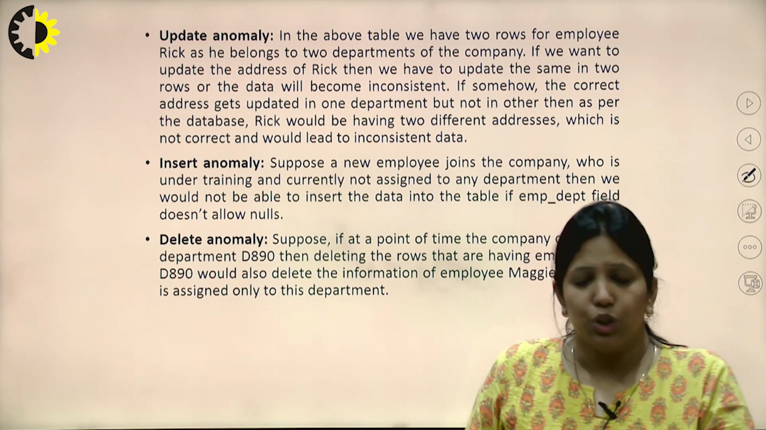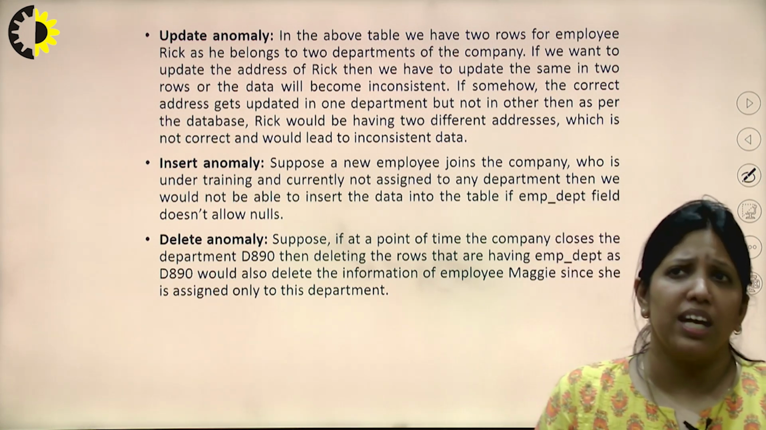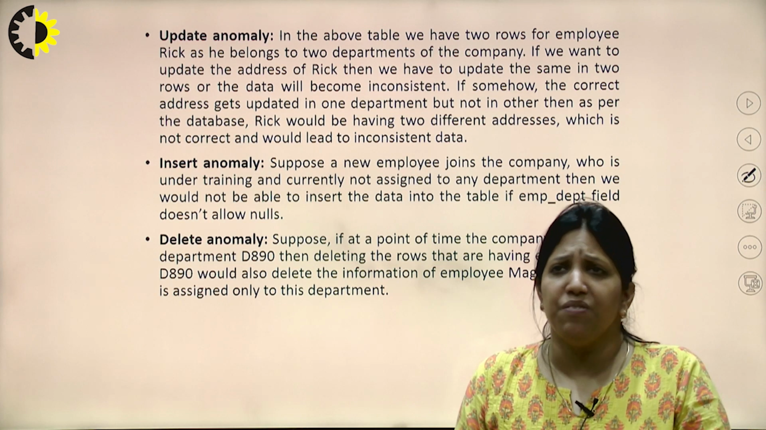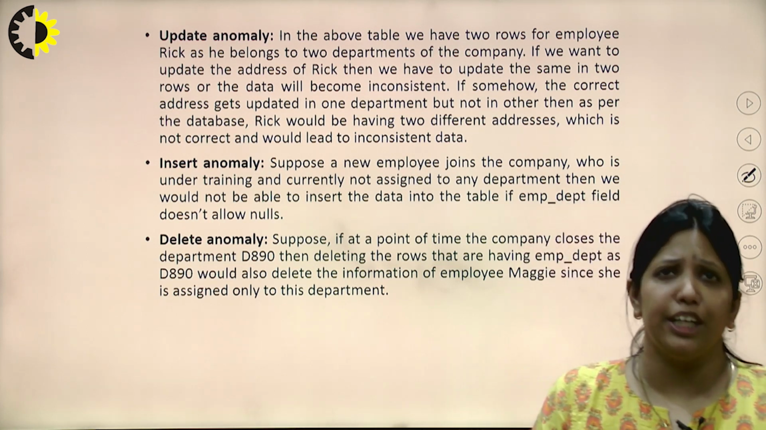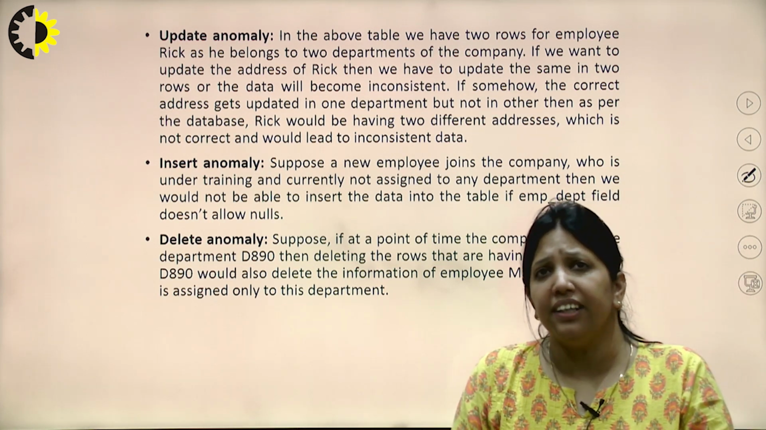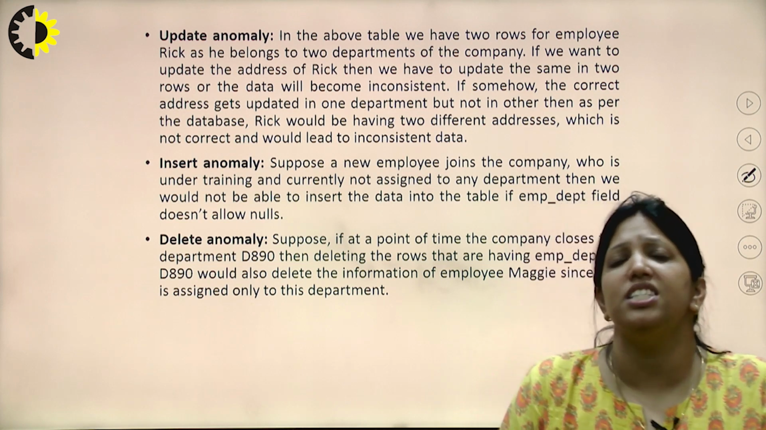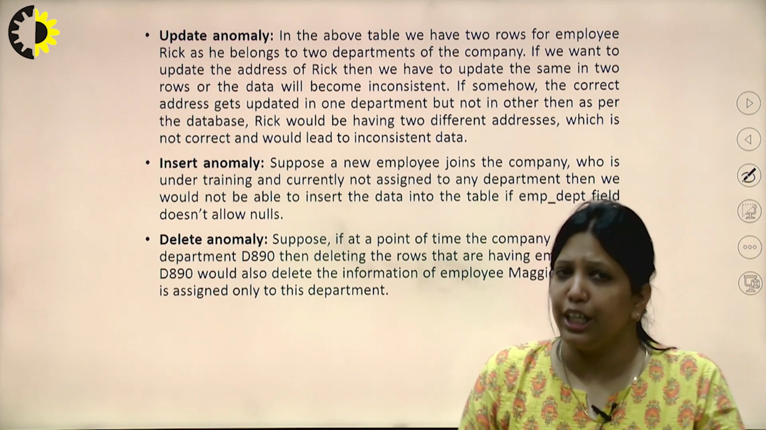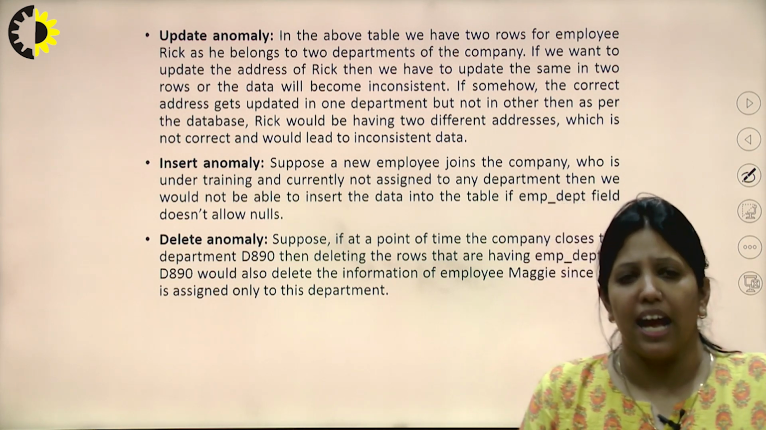So if we are not using normalization, then we can say that we have redundant data in the database, and that redundancy arises because of these types of anomalies in the database, that is update, insert and delete anomalies.